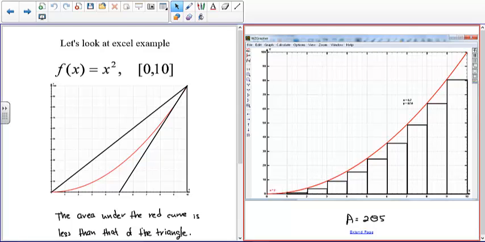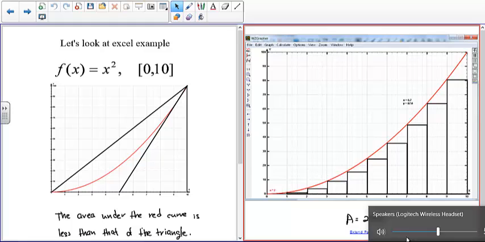What we were looking at on Friday was the area underneath the curve y equals x squared. And you can see here on the right-hand side, there's the curve y equals x squared, which is a red curve. And if you decide to use the value of the function at the right-hand side of the interval, for example, this is broken up into 10 intervals, which are 1 unit wide.